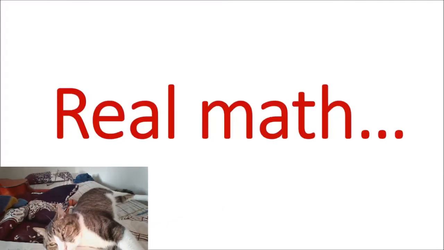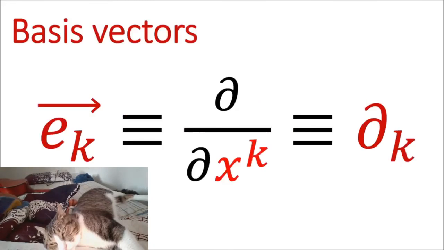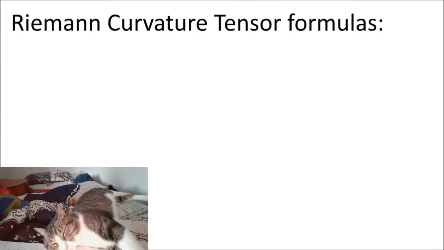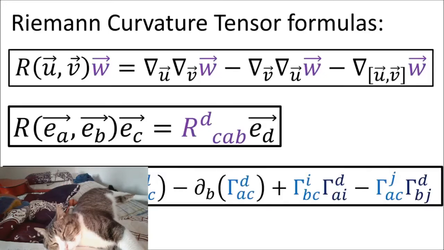Okay, so we've looked at some visualizations, now let's look at some real math. There will be quite a number of mathematical concepts in this video. We're going to start with geodesic deviation, then talk about sectional curvature, then Ricci curvature, and finally we'll get to the Ricci tensor. So we're going to cover a lot of topics, but it will ultimately lead to the Ricci tensor. Recall that I use any of these three notations for basis vectors, and they all mean the same thing. And I'm hoping you recall from previous videos the formula for the Riemann tensor and also its components, which are computed using the connection coefficients.